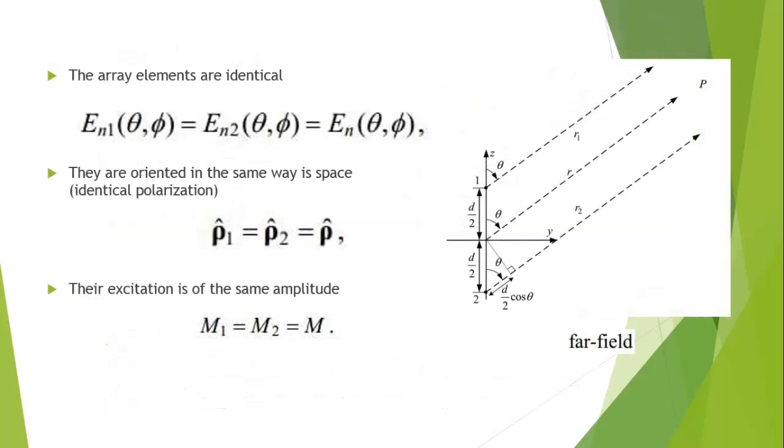So the array elements are identical. En1 of theta comma phi equals En2 of theta comma phi, which equals En of theta comma phi. They are oriented in the same way in space. Identical polarization: p1 equals p2 equals p. Their excitation is of the same amplitude, that means M1 equals M2 equals M.